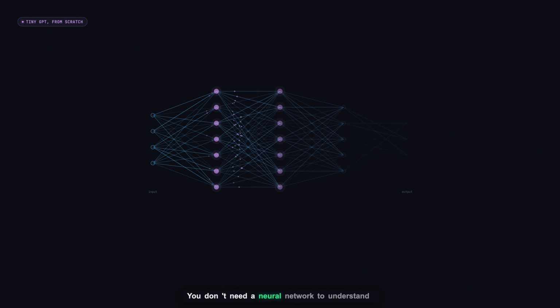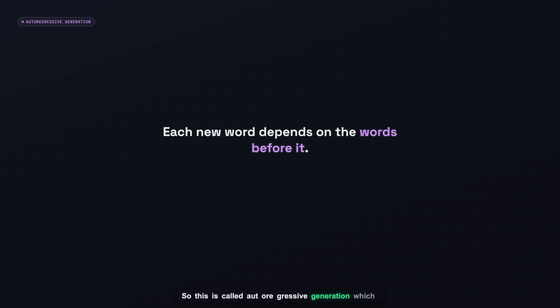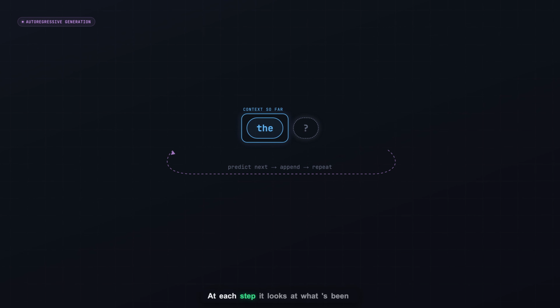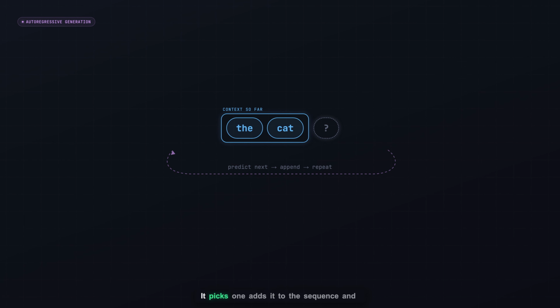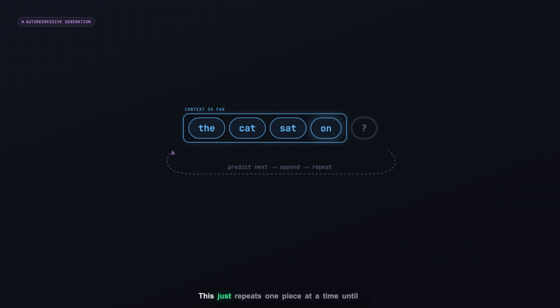You don't need a neural network to understand the core mechanism. That's kind of the point. So this is called autoregressive generation, which basically just means each new word depends on the word before it. The model doesn't know the whole sentence ahead of time. At each step, it looks at what's been generated so far and figures out what's likely to come next. It picks one, adds it to the sequence, and then does the same thing again with a bit more context. This just repeats one piece at a time until it stops.